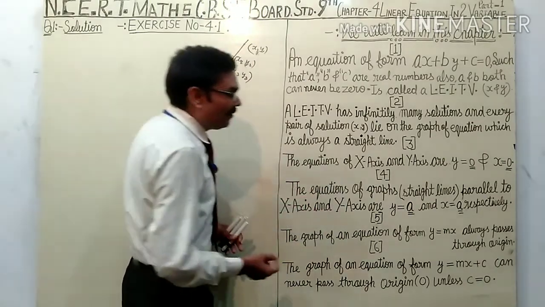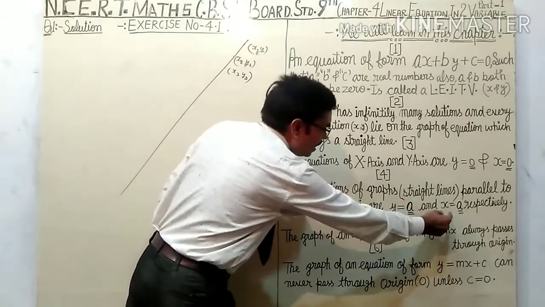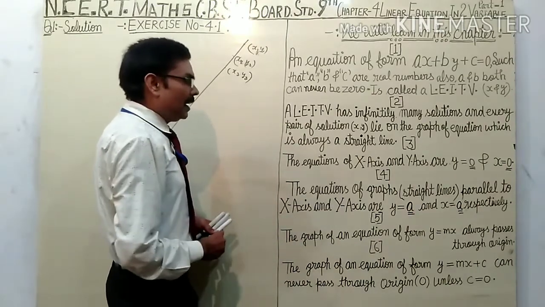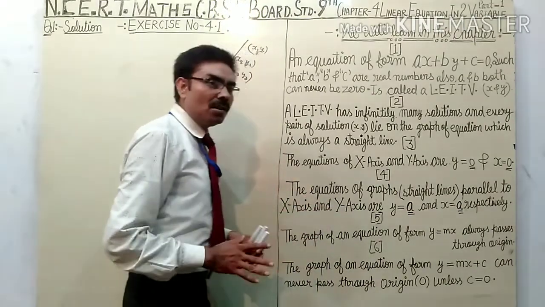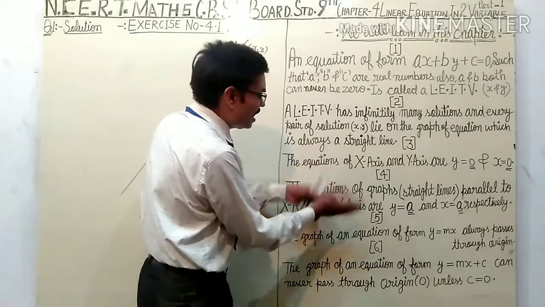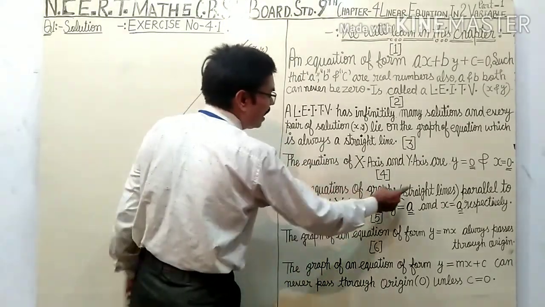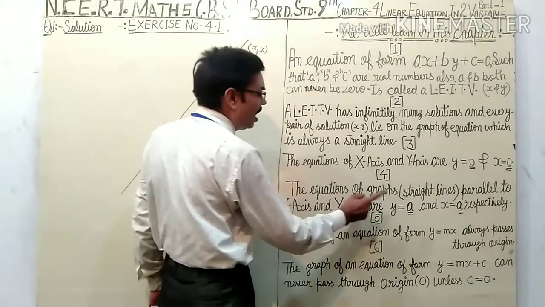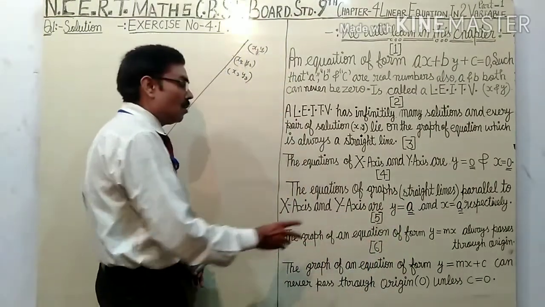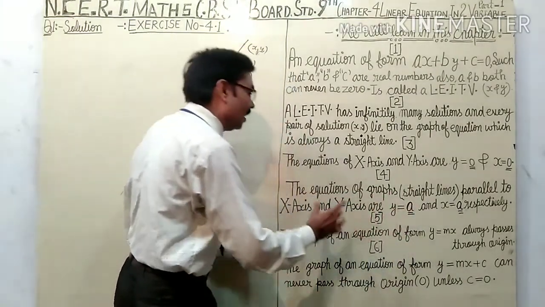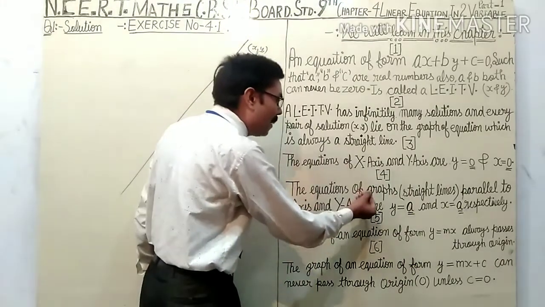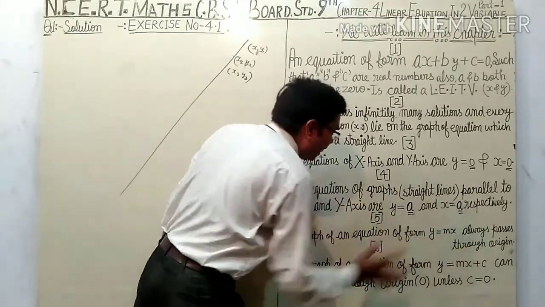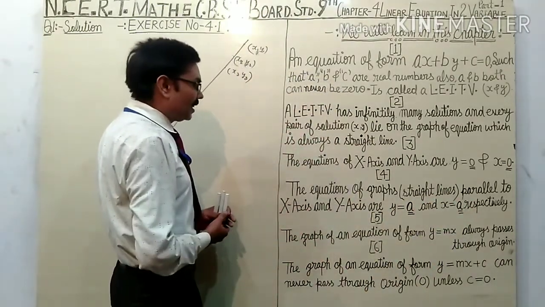And if you are given an equation in the form x equals a, this means the graph will be parallel to the y-axis. Understood? And the opposite terms are interchangeable. The equations of graphs that are straight lines parallel to the x-axis and y-axis are: y equals a is the equation for the graph that is parallel to the x-axis, and x equals a is the equation of the graph that is parallel to the y-axis.